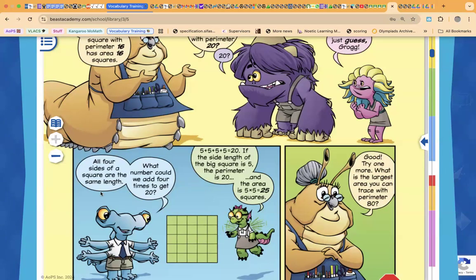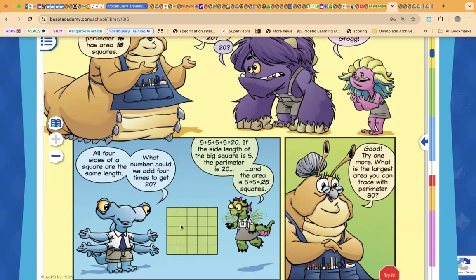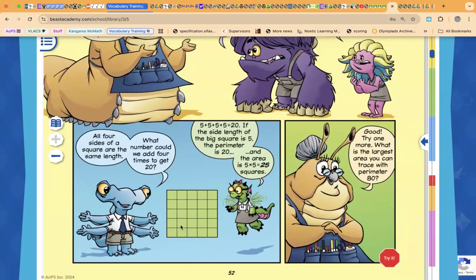All four sides of a square are the same length. What number could we add 4 times to get 20? 5 plus 5 plus 5 plus 5 equals 20. If the side length of the big square is 5, the perimeter is 20. And the area is 5 times 5 equals 25 squares. Good. Try one more. What is the largest area you can trace with the perimeter 80?